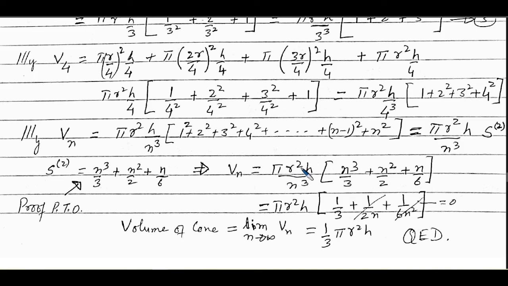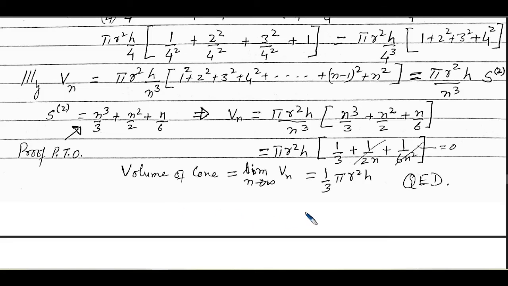So Vn is equal to pi r square times h divided by n cube, and this is this series. Now make this also n cube and bring n cube outside. To make this n cube, you have to divide by n here, and to make this n cube, you have to divide by n square. So this is what I have written. For n very large, 1 by any large number will be very small. So as n tends to infinity, this will become 0, and this also will become 0. So the volume of the cone is 1 by 3 pi r square into h. What is pi r square into h? Pi r square into h is the volume of a cylinder. So the volume of a cone is 1/3 the volume of a cylinder.